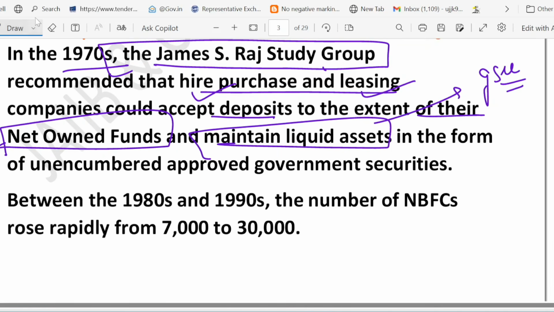Let me give you one example to make it more clear. Suppose an NBFC has 10 crore in NOF, net owned fund. It could not take more than 10 crore in deposits. That is the point. Now, then comes the boom in NBFCs.